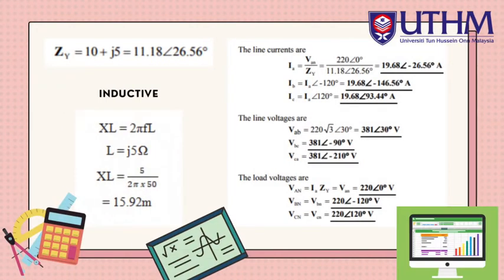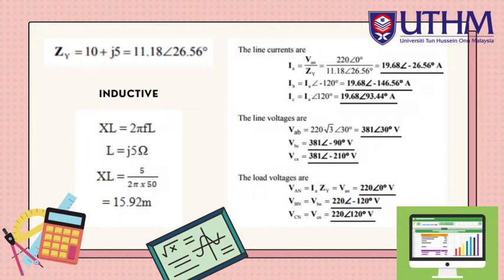First and foremost, to find the impedance ZY, the formula is 10 plus j5, which is equal to 11.18 with an angle of 26.56 degrees. For the inductive part, we use the formula 2 pi FL, where XL is equal to j5 ohm, which basically means L is 5 over 2 pi times 50, equal to 15.92 milli henry.